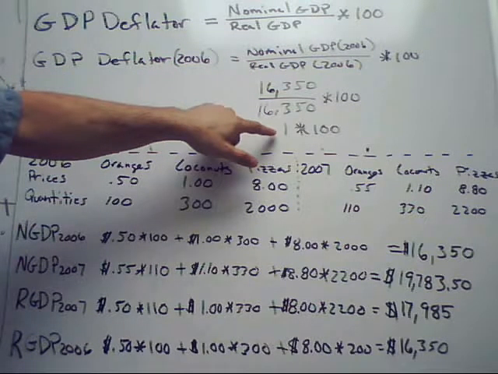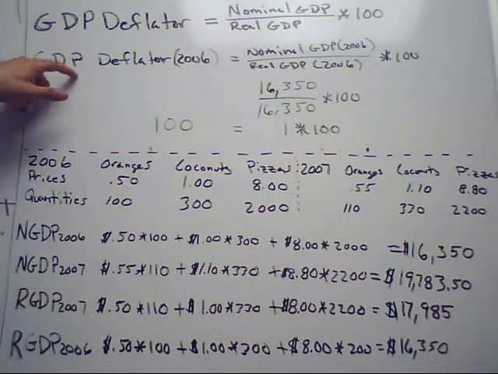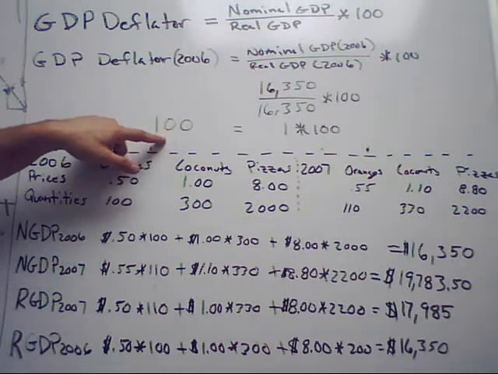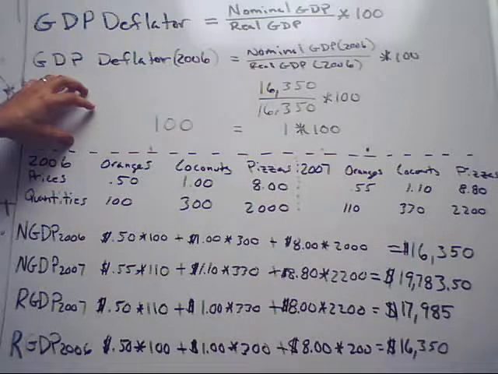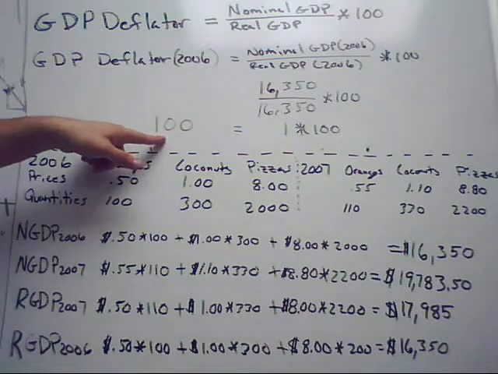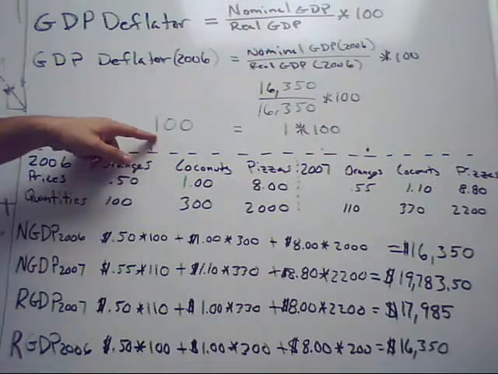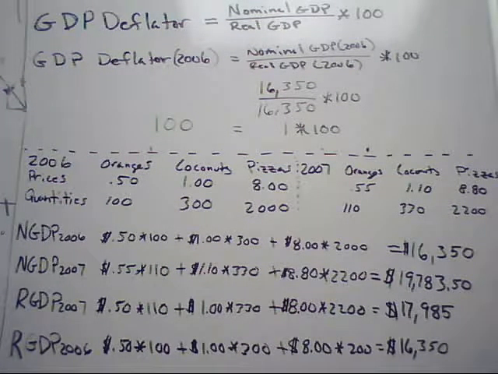This reduces to 1, so 1 times 100, and of course that's 100. So my GDP deflator in 2006 is 100. And also note that the base year is 2006, so anytime we're looking at an index or a deflator, when we find the base year, we usually set that index equal to 100, and that turns out to be exactly what we got when we did the calculation. So the GDP deflator in the base year, which is 2006 in this case, is 100. And that also means that real GDP and nominal GDP are the same.